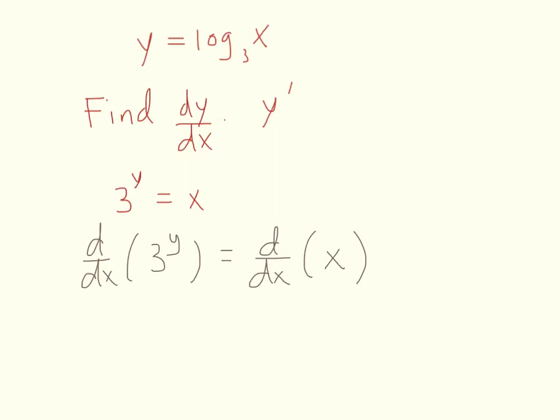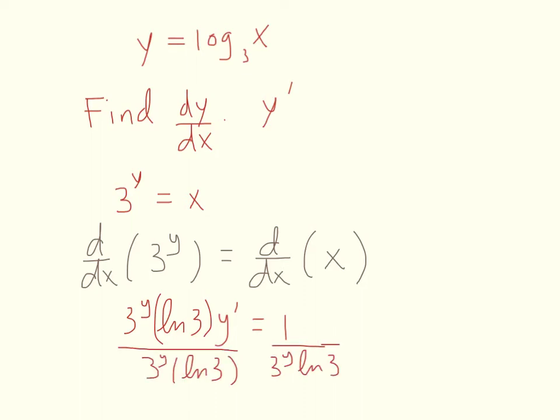Okay, d/dx of 3 to the y is 3 to the y times the natural log of 3 times the derivative of y. And d/dx of x is just 1. So we have 3 to the y times the natural log of 3 times y prime is equal to 1. We'll isolate y prime by dividing by 3 to the y times the natural log of 3.